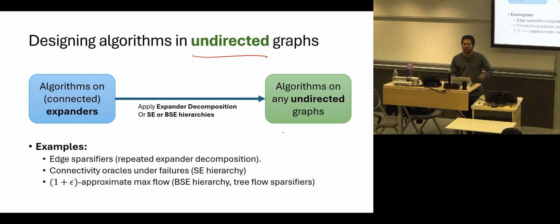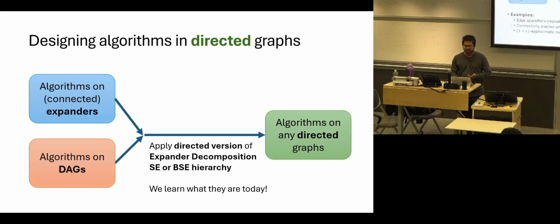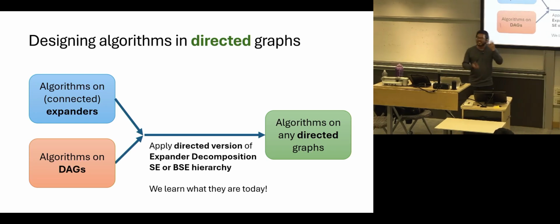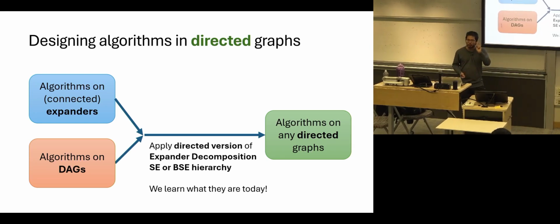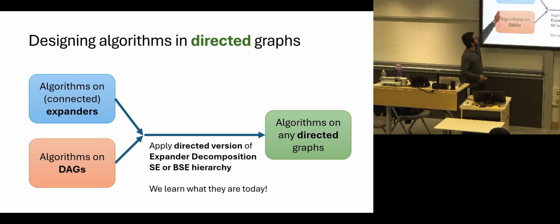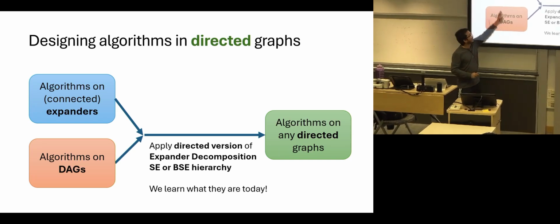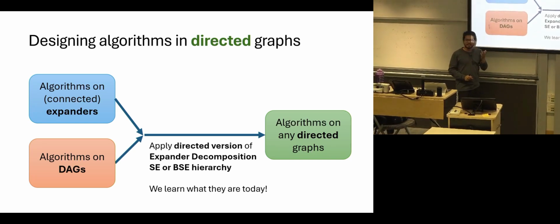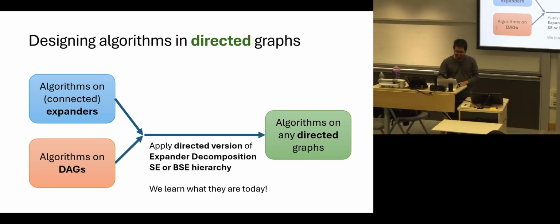Can we have something like this in the directed graph? That's the question. And it turns out that in the last 5 years or even less, there seems to be an emerging paradigm. You need to start designing algorithms from two special cases. One case is just one connected component of an expander. And another case, which is the extreme opposite of an expander, is just a DAG.